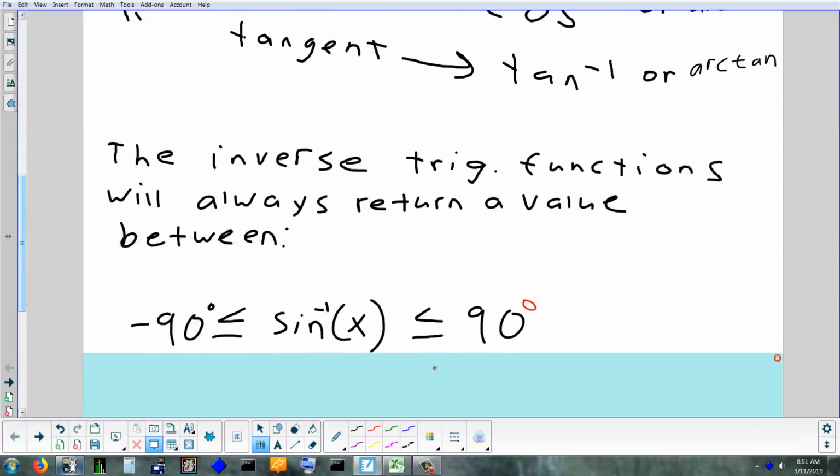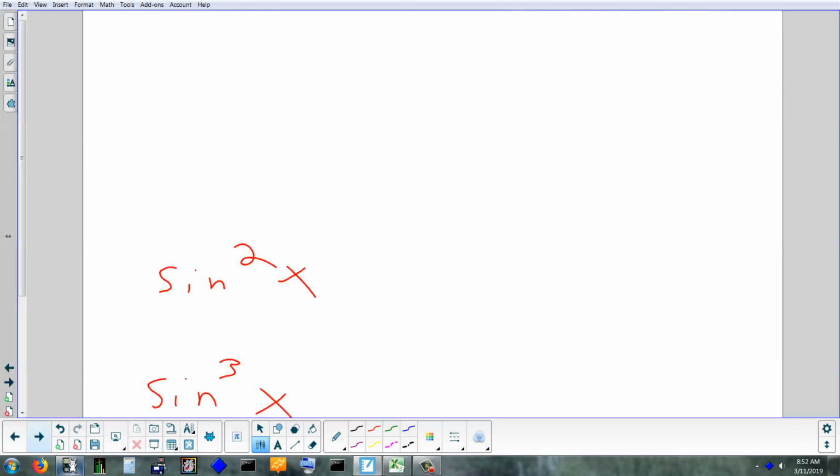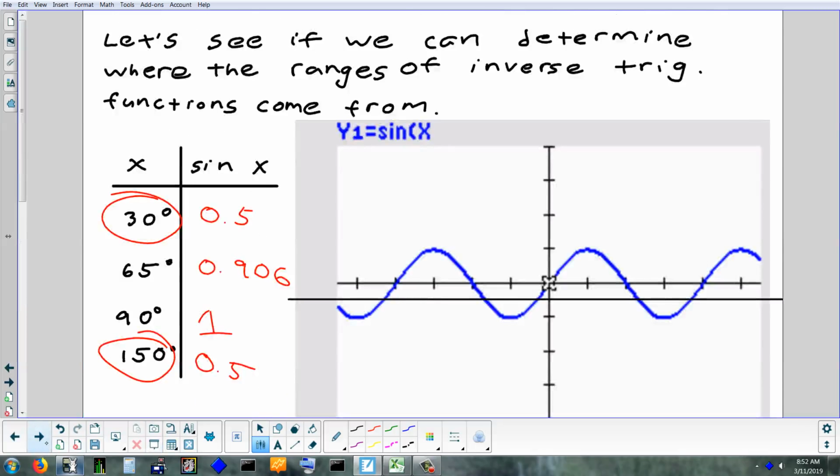And so inverse sine will always give you an answer between negative 90 and 90. Including, that's why I put the equal to. So it can equal 90, it can equal negative 90. All right, so let's look at this.